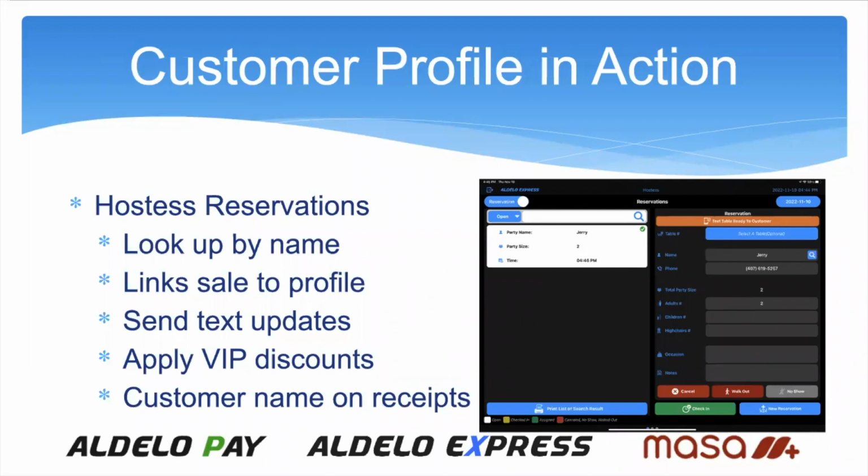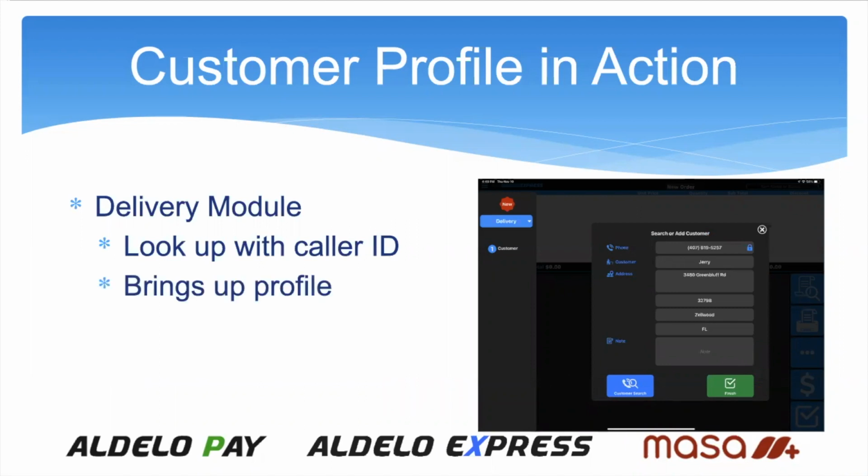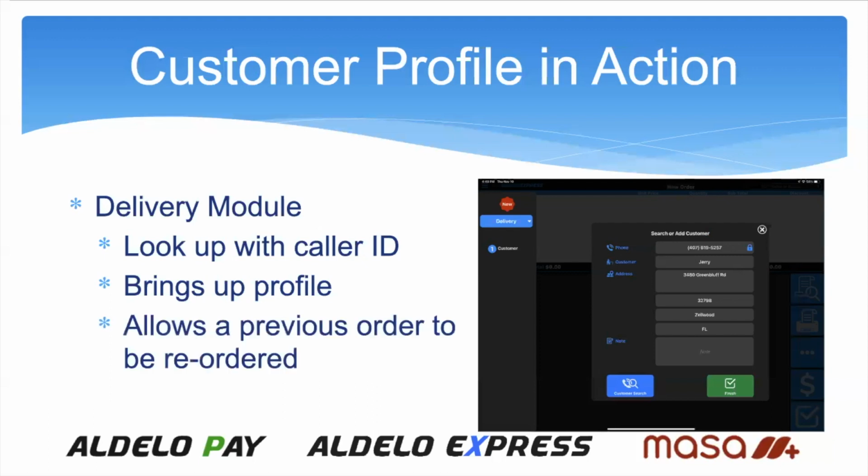Another area that we use the customer profile is in delivery. With caller ID, the caller ID module looks up that customer in the file and brings up their profile before the phone is even answered. So the person taking the order knows who they're talking to even before they answer the phone. They are also shown previous orders. So they are able to take that order and say, I just want to get what I got last time. And that order is shown. You can then order it from the system right there from the history.